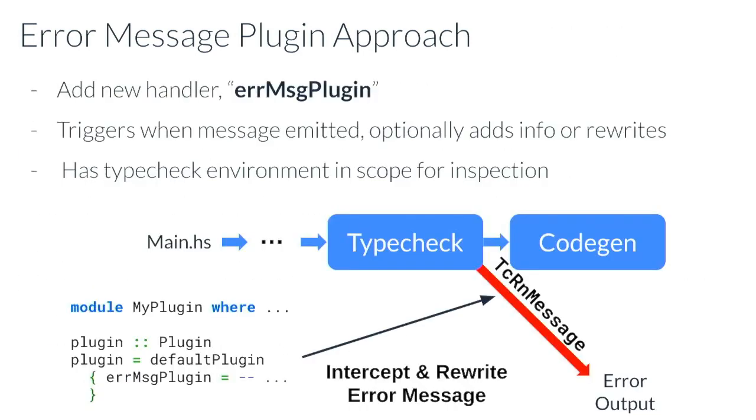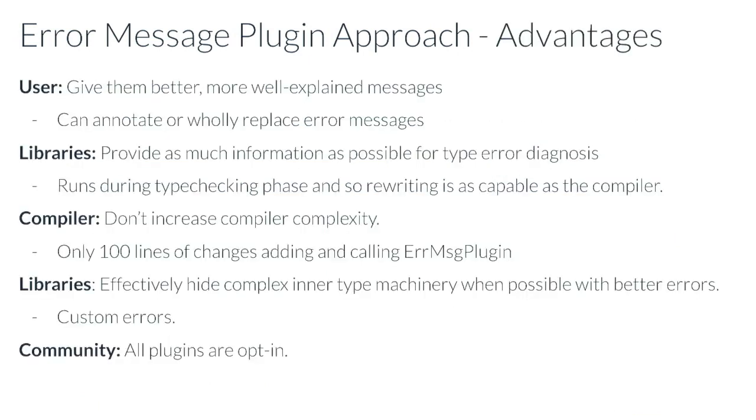So why is this useful? Well, if you assess it according to the goals which each of those previous approaches were getting at, you get some nice results. You can annotate or wholly replace error messages, so you can actually give users better, more well-explained messages. You can provide as much information as possible for type error diagnosis. You're running during the type checking phase, so you have basically as much information as you're going to get.